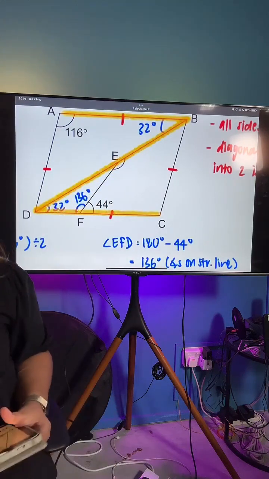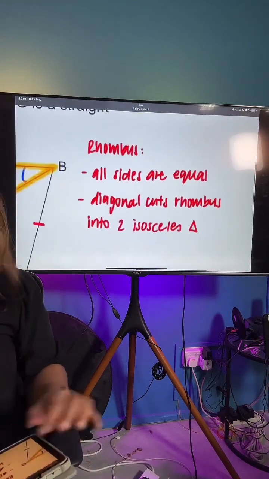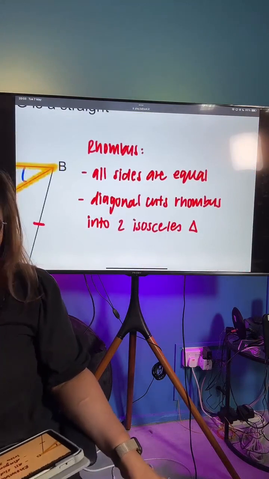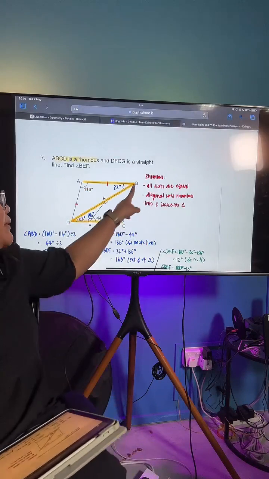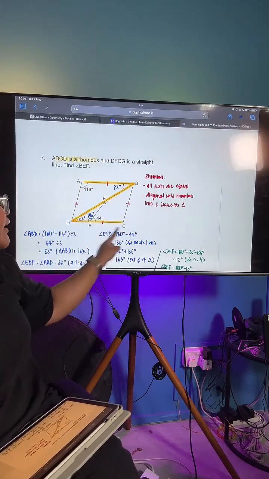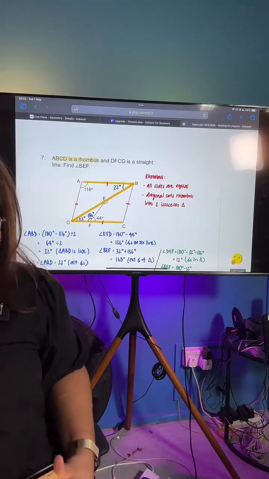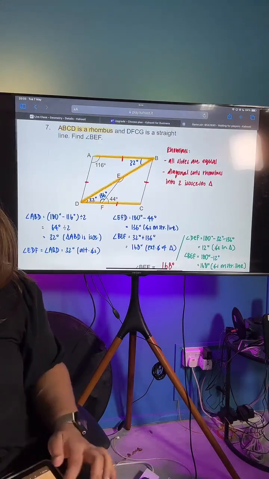Okay? Alright, so to solve this question, the thing that you must remember is this part. That all sides are equal in a rhombus. And more importantly, a rhombus with a diagonal in the middle here, you will get two equal isosceles triangles. Okay, everybody? So the correct answer is 168 degrees.